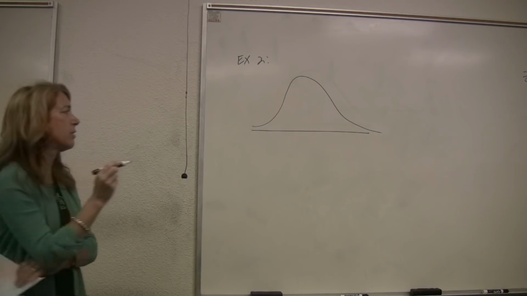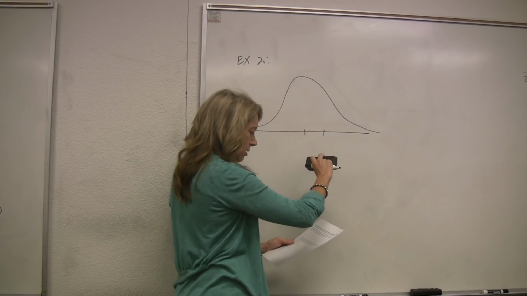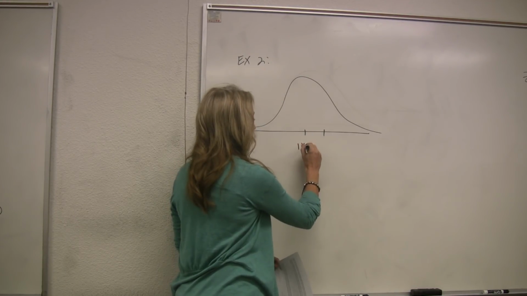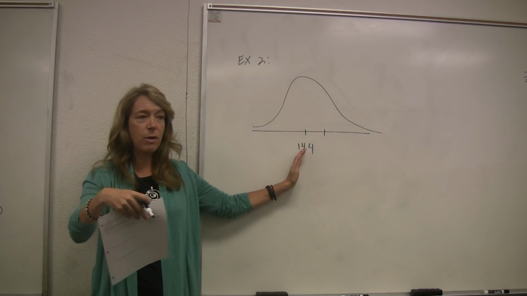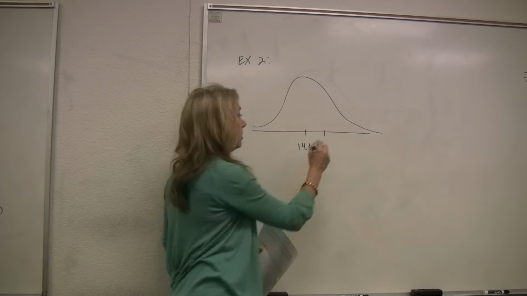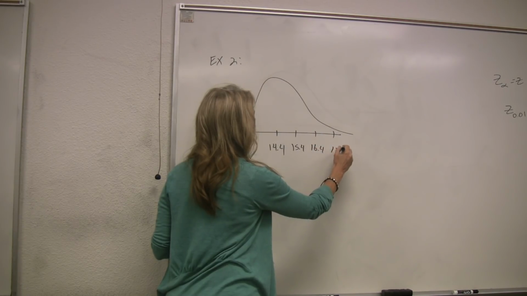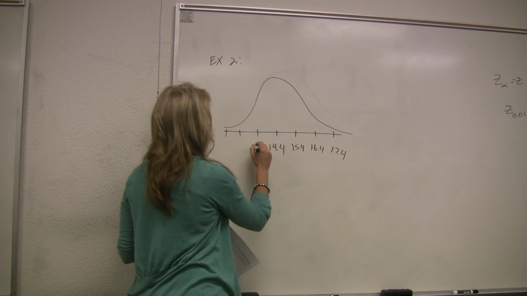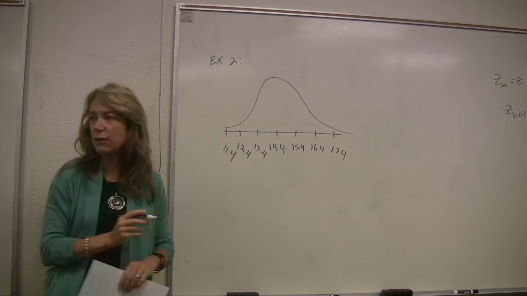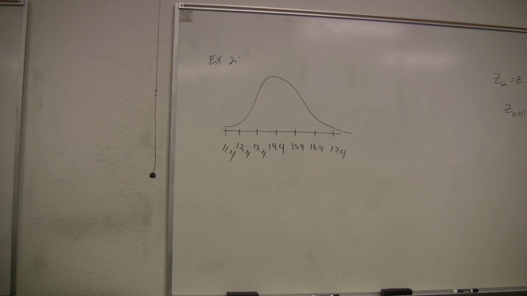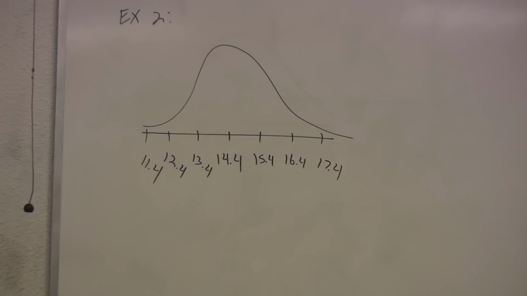And how am I going to label this picture? What goes in the middle? 14.4, because that's the mean. They each go up or down by 1.0, and then we're counting by 1.0. So this would be 15.4, 16.4, 17.4. You have to spend a little bit of time just filling in your number line. And the question is, how wide should these seats be to accommodate 99% of all males?